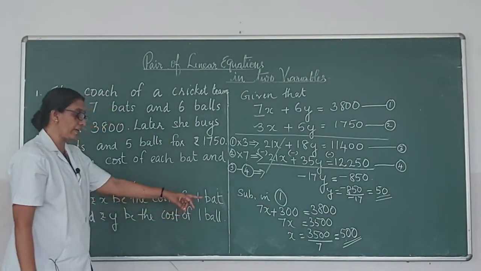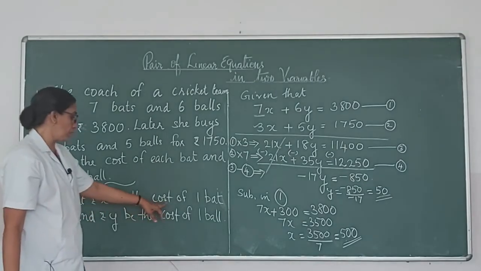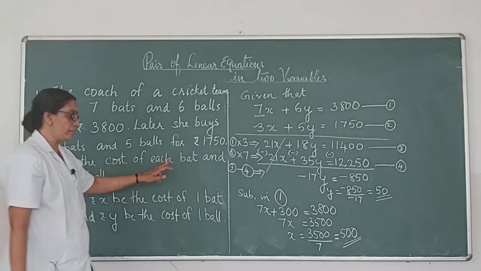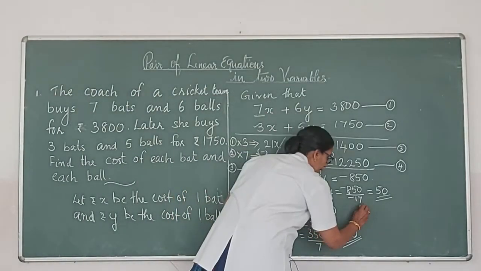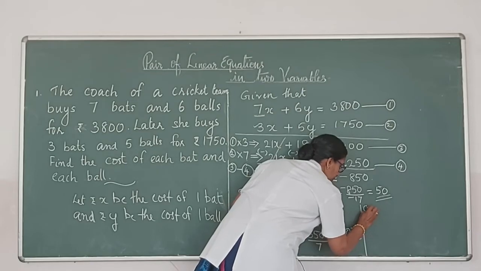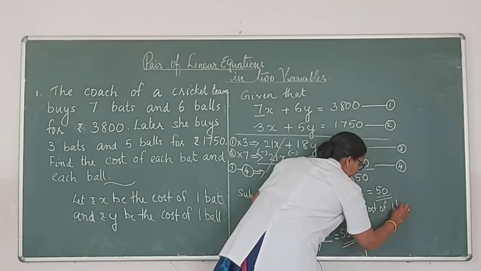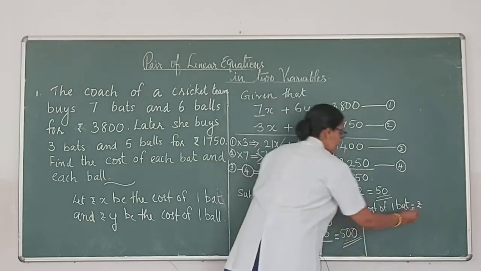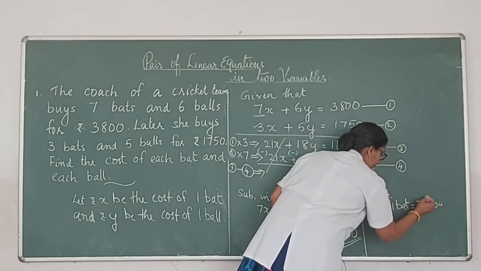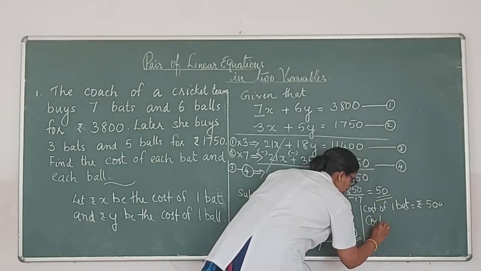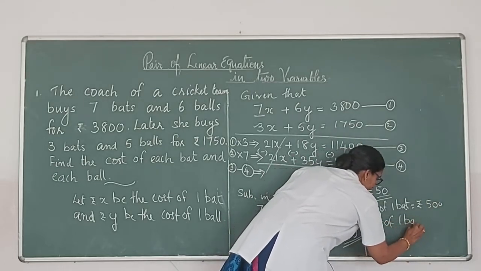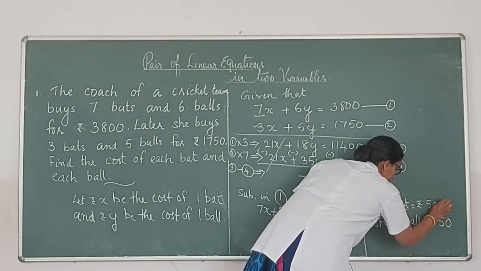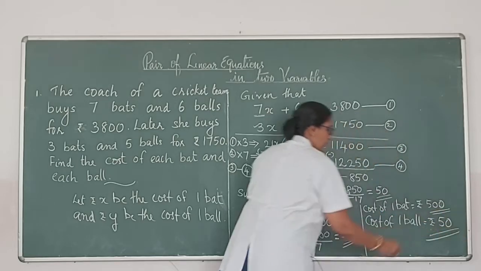What is x? What we have taken as x? X be the cost of one bat, that is asked, cost of each bat. So that we have to write cost of one bat. Cost of one bat is equal to rupees 500, and cost of one ball is rupees 50. Okay, so we got the answer of this question.